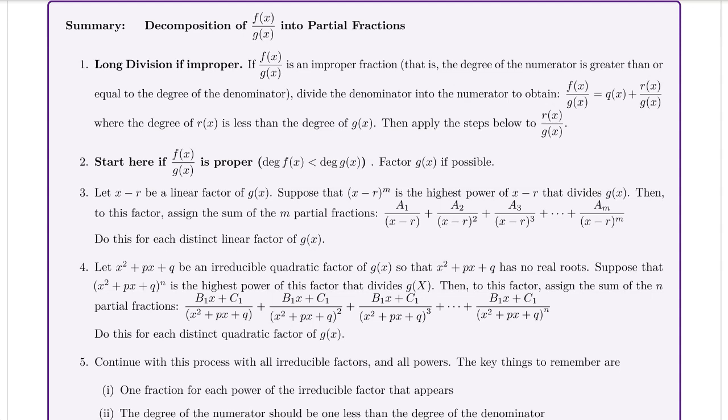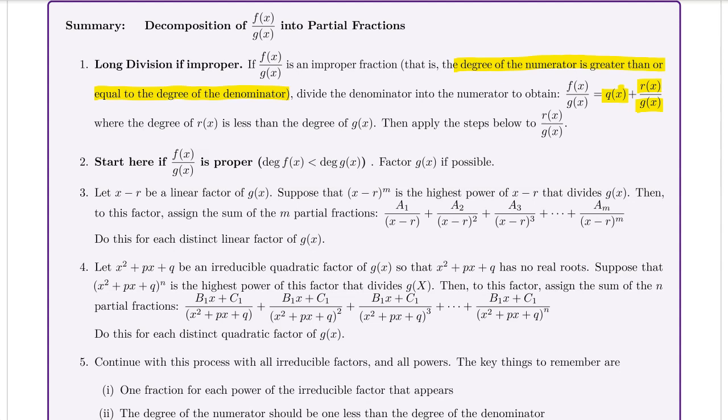And if you don't remember what an improper fraction is, if you have some function f of x over g of x, it's considered improper if the degree of the numerator is greater than or equal to the degree of the denominator. So if that's the case, then you're going to want to use polynomial long division so that you can rewrite your function f of x over g of x as a quotient plus a remainder over the divisor.